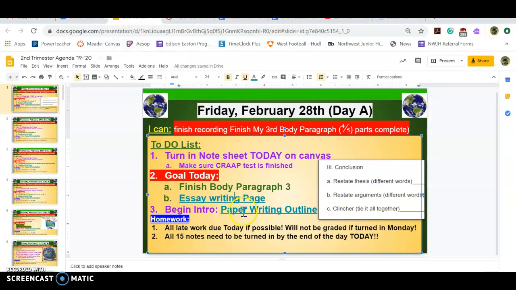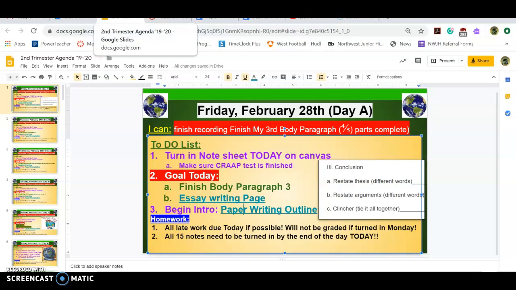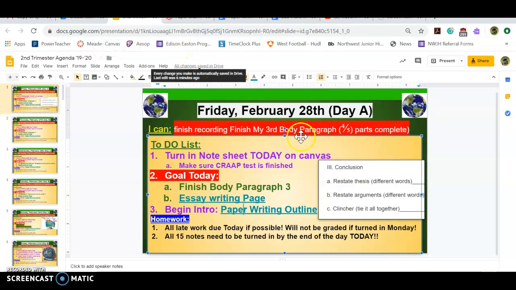Your paper outline, once you finish with your body paragraph, I was going to make a copy, but I don't want to do that. Once you make your paragraph, you can start looking at your last piece of writing. So it's a conclusion. And I'll talk about this again on Tuesday. So those of you who are not here, that's fine. You can stop the video right now.